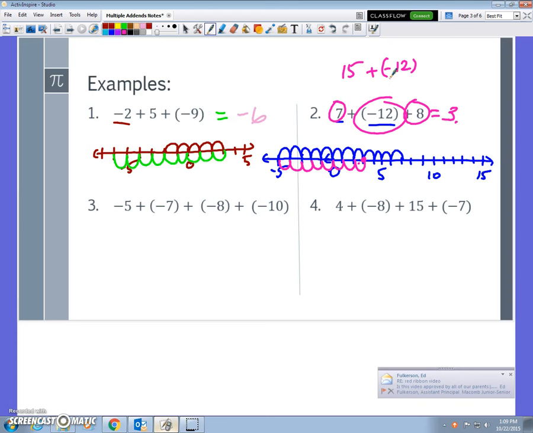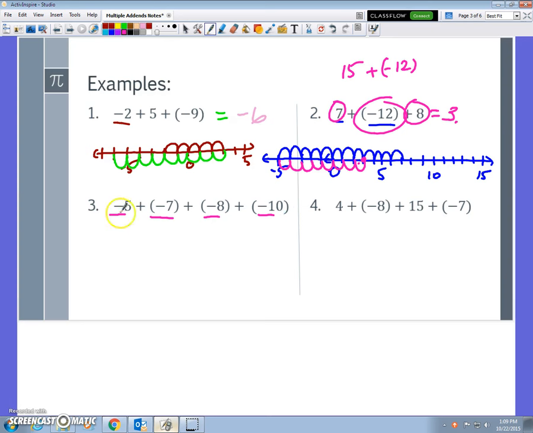So let's look at this next one here. It says -5 plus -7 plus -8 plus -10. Now, I see all negatives. Every single one is negative. And as I add negative to a negative, it just keeps getting bigger and bigger and bigger, deeper, deeper, deeper in the hole. Keeps going lower and lower and lower.